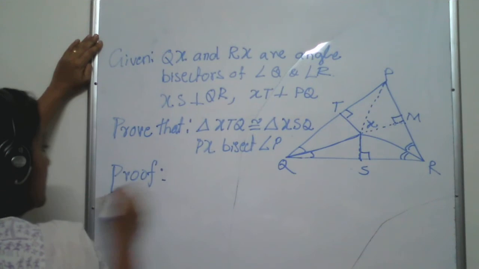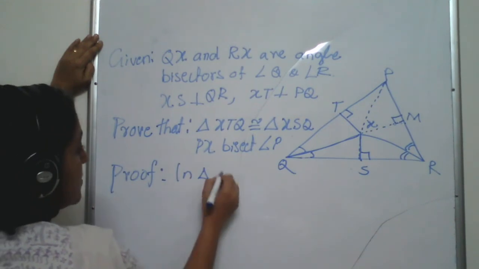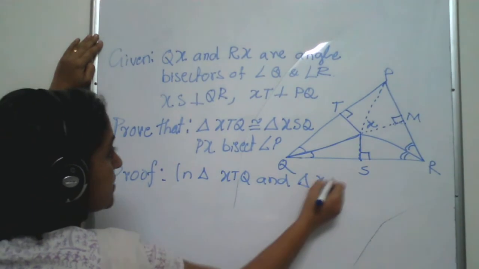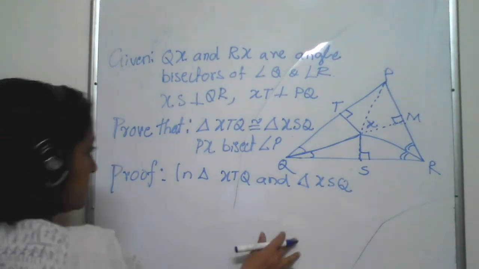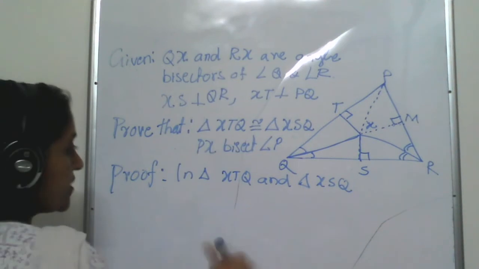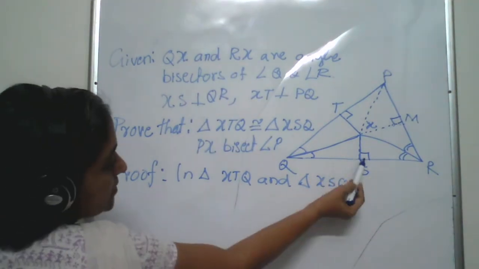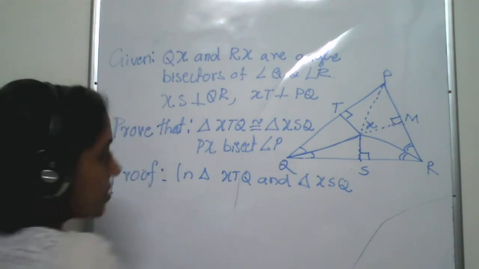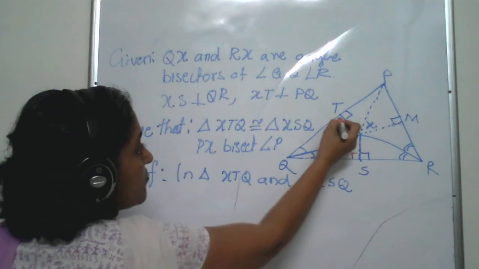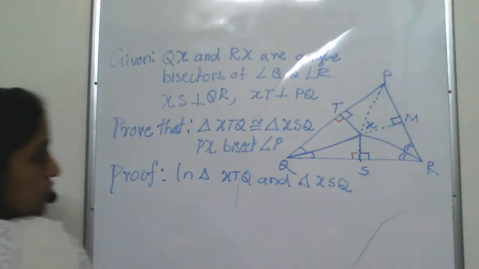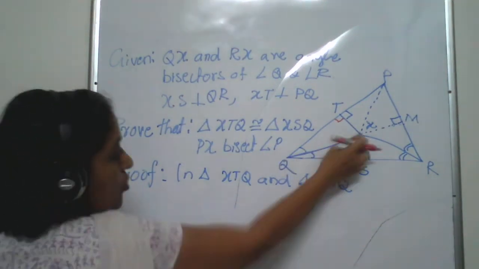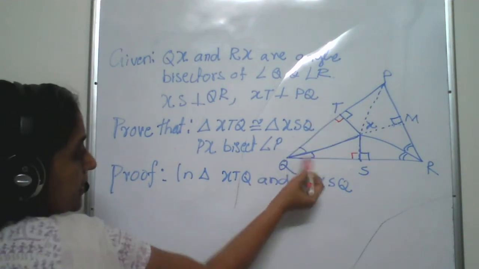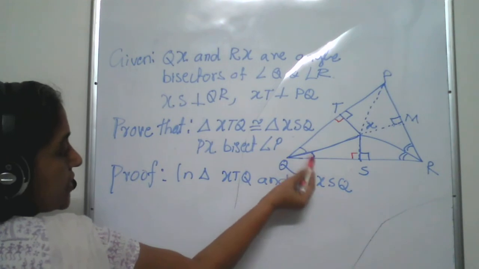Proof. In triangle XTQ and triangle XSQ, what all are equal here? You check. If this is perpendicular, this part is also going to be perpendicular. I will mark it through a red right angle sign. These two are equal. We already know that QX is the angle bisector of angle Q, hence these two should be equal angles.